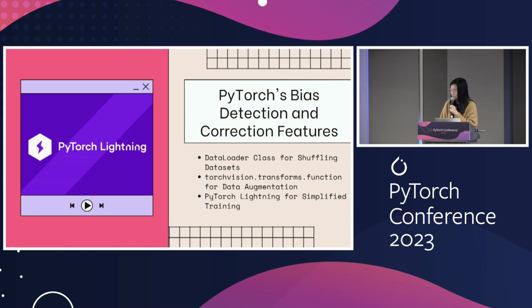Next, I'd like to talk about torchvision.transforms, which offers a suite of tools for data augmentation, which makes it possible to increase diversity in your data samples. Essentially, it can be used to apply data augmentation techniques, such as random cropping, flipping, and rotation on your input data. So it can help reduce bias by increasing the diversity of your training data.